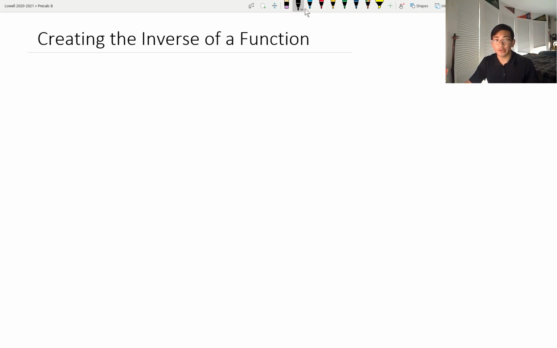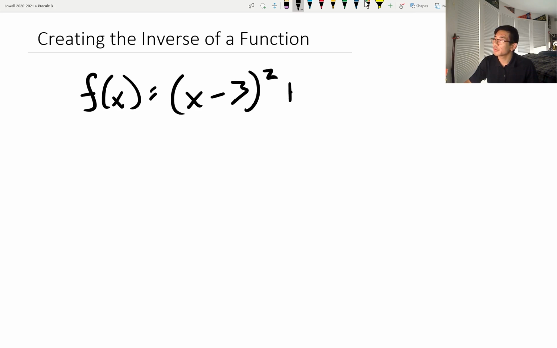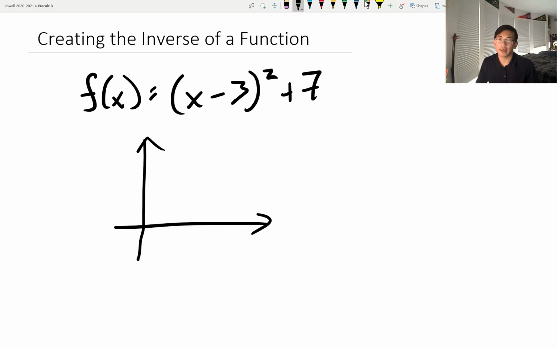The function that we're going to invert is f of x equals, I'm going to use a parabola here, (x minus 3) squared plus 7, pretend. First off, let's get a rough idea of what this graph looks like. You might not remember vertex form, or you might, and that's totally fine. But remember that we can use what we know about transformations at this point to get there.